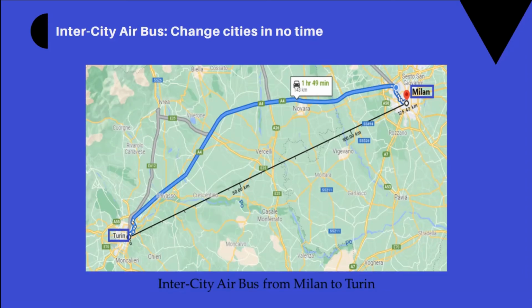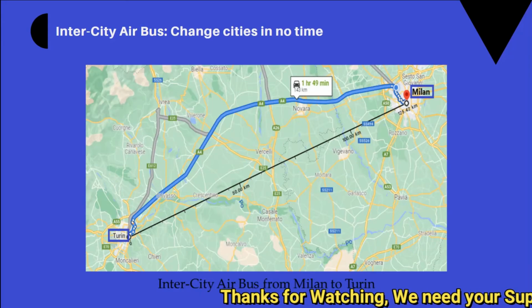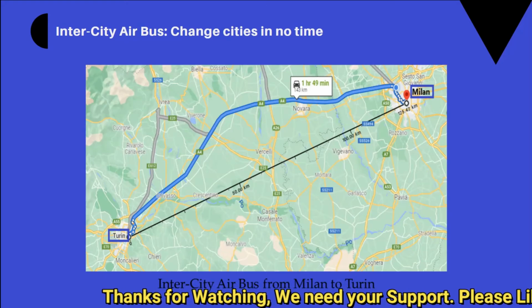So for example, Milan to Turin, the distance is approximately 143 kilometers, and it takes around 1 hour and 49 minutes according to Google. So by using these machines, you can easily save 1 hour, really 1 hour. You can reach there in 40 to 45 minutes by using these vehicles.